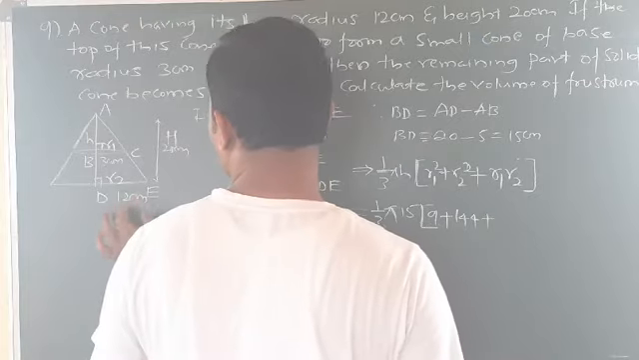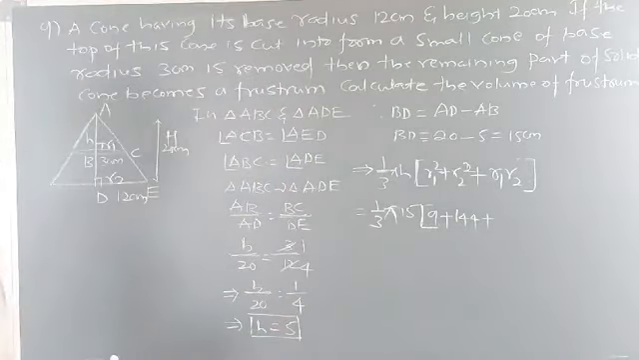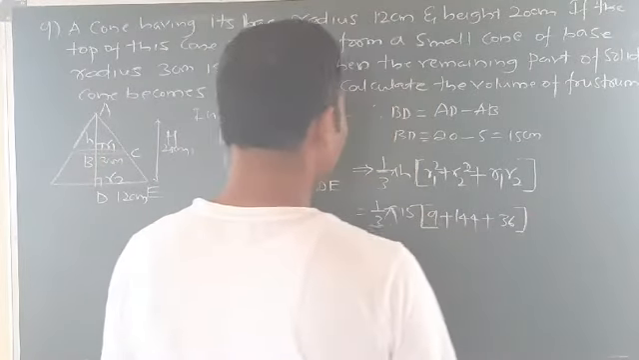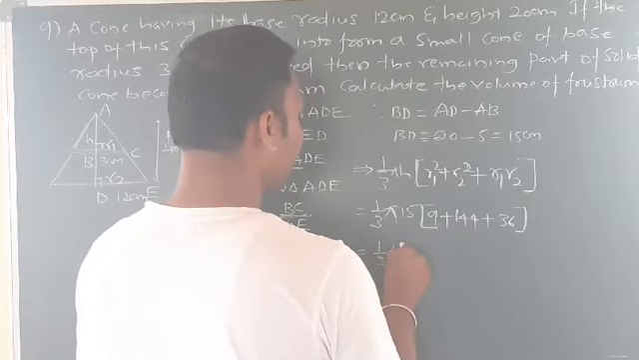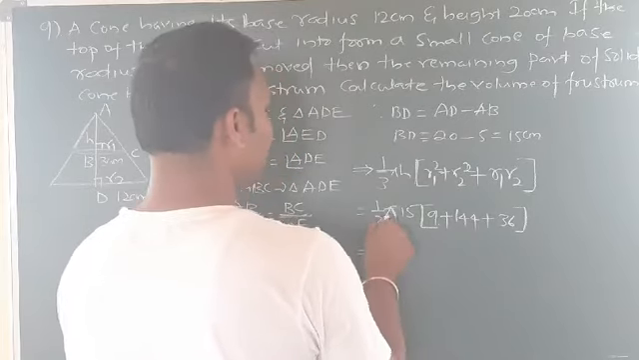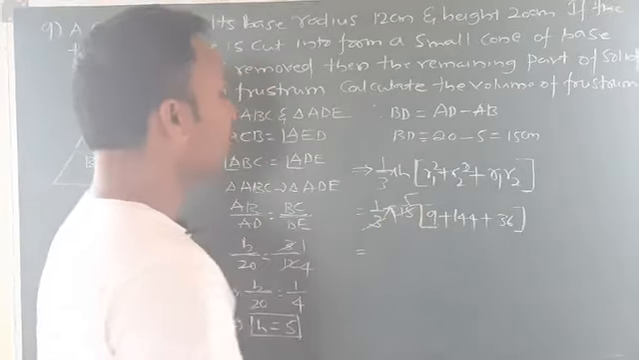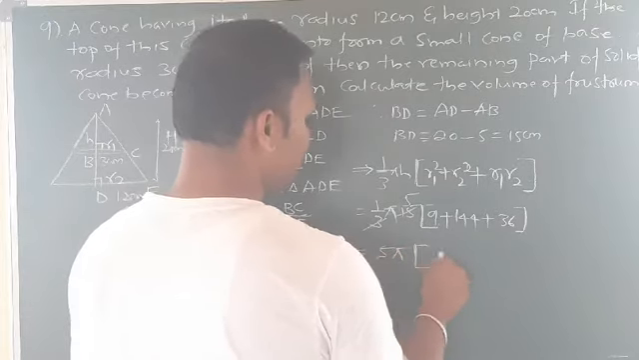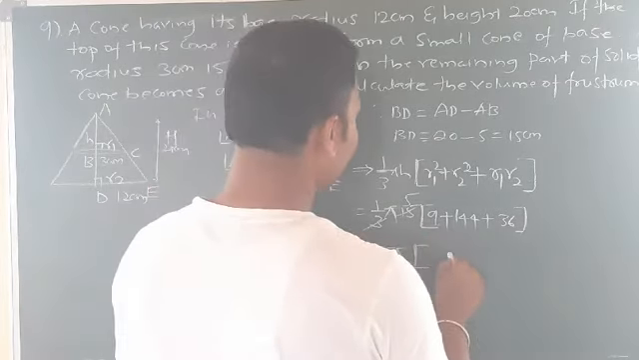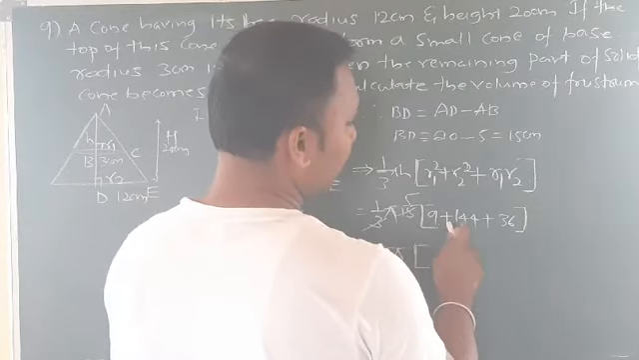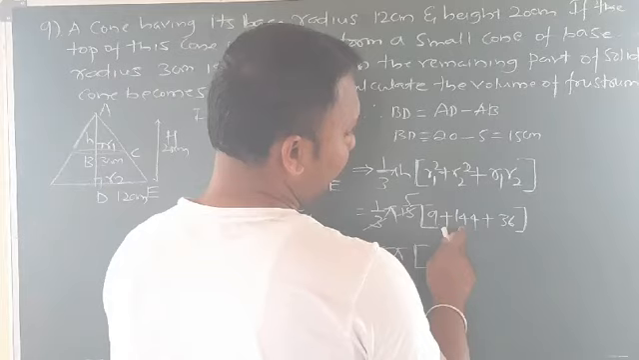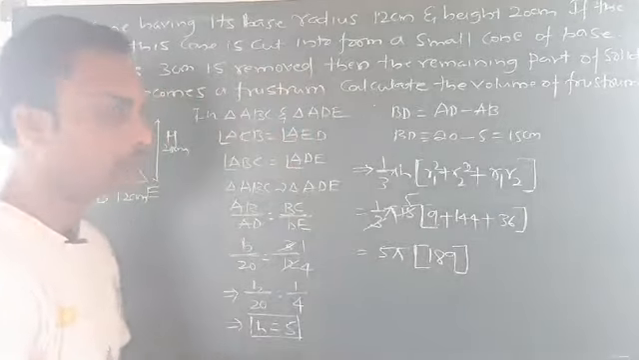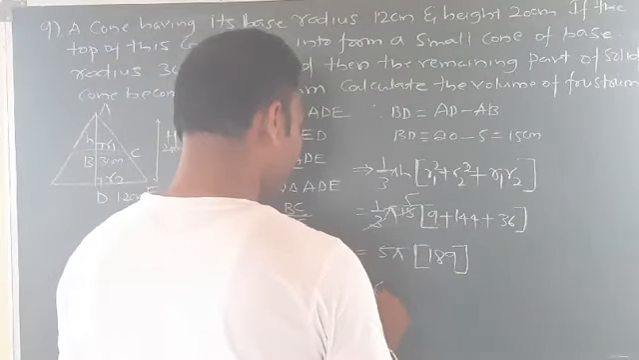So how much is it? 12 into 3, so we get 36. And now this is 1 by 3 as it is, pi. 3 fives are 15, so this is 5h. Now 9 plus 36 plus 144 is 189. The total is 189. Now 5 you can keep as it is.